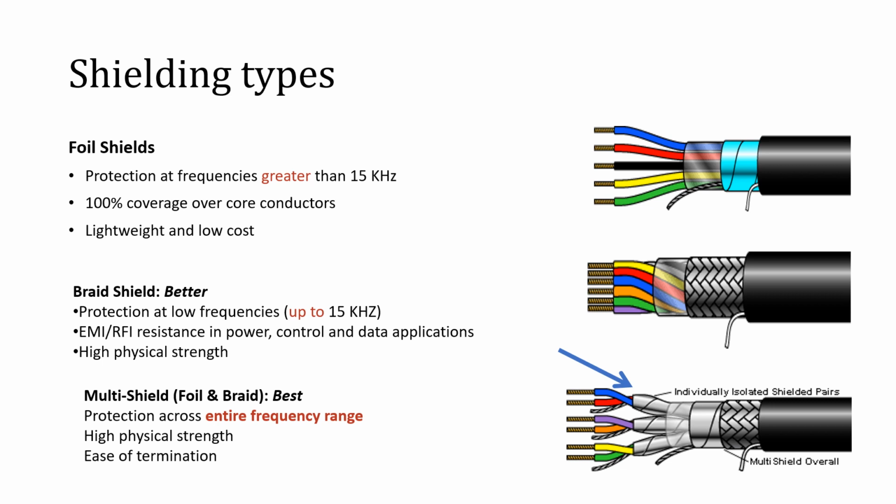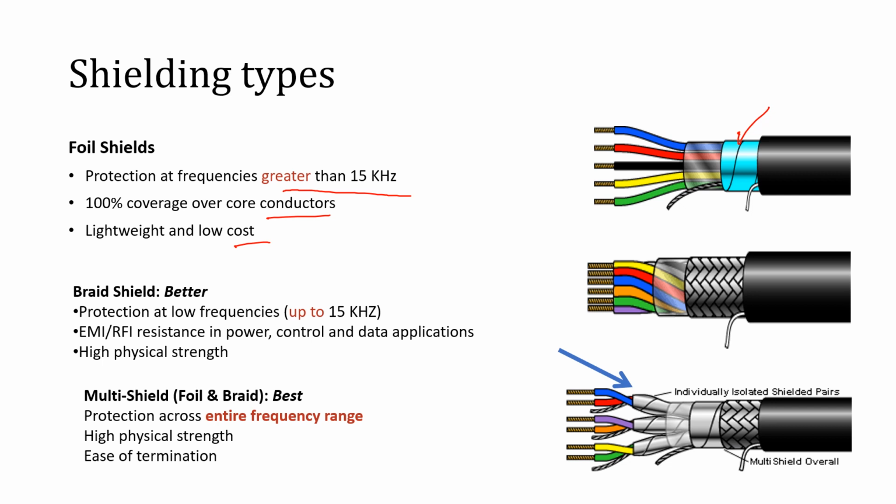This is foil shielding. Outside all the wires we have a foil, and the advantage is that it protects when the signal is more than 50 kilohertz. So for high frequencies, always use foil type shielding. Another advantage is that we can cover the core conductor 100%. It is low cost because we are using a very thin foil.